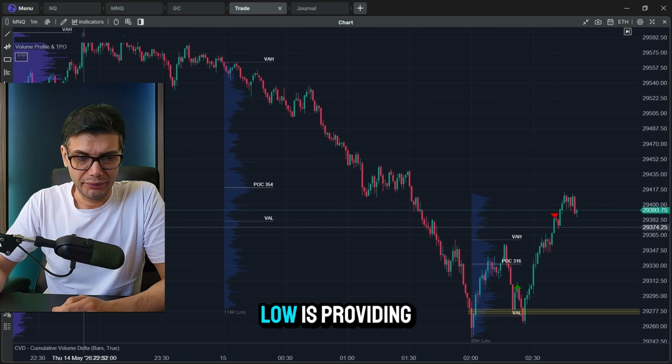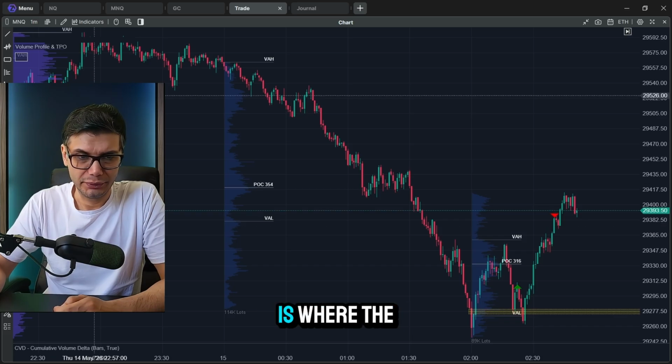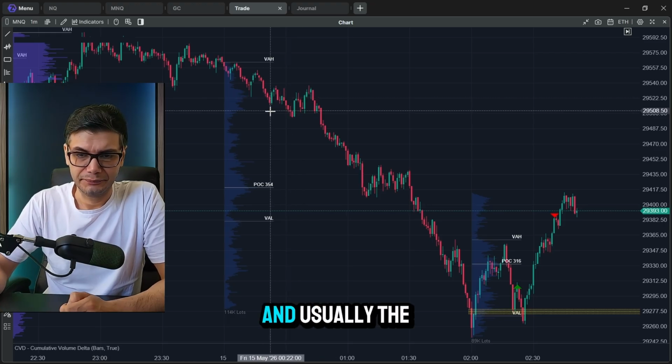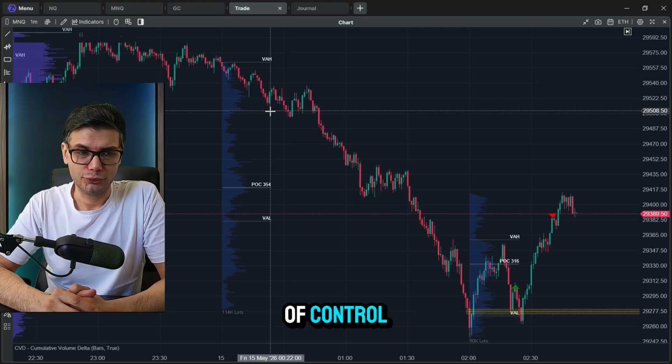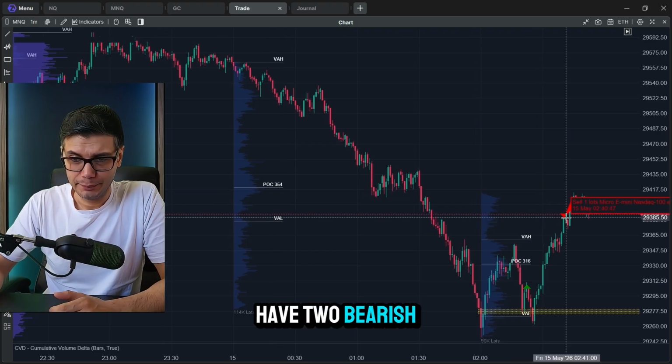The value area low is providing support to the price at $29,374. Point of control is where the most trades are being executed. That's this area. And usually the price tends to go to point of control because that's where most of the liquidity is there. Over here, we have 2 bearish candles.